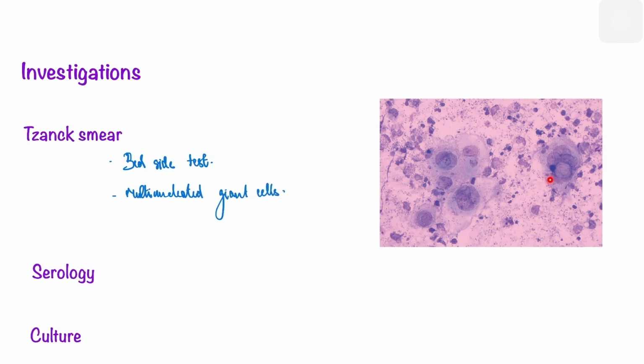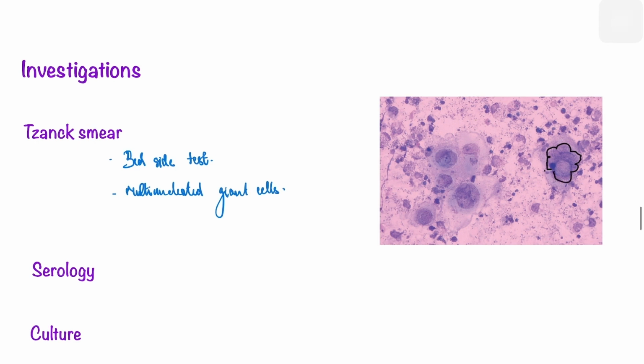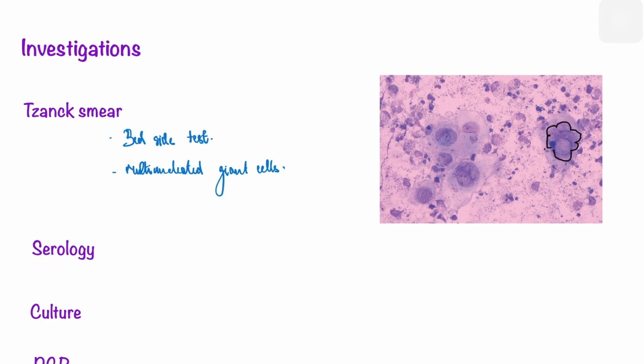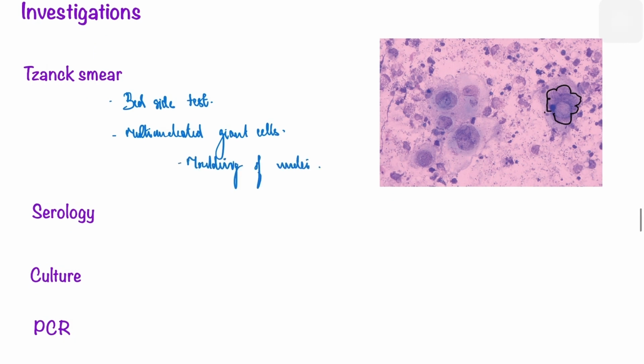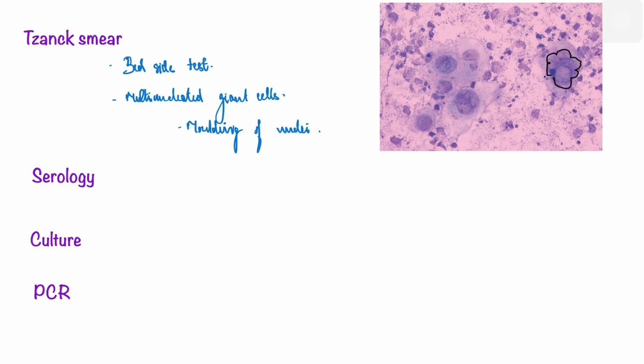You can see the multinucleated giant cells. This is a keratinocyte, and you can see multiple nuclei grouping together. There is molding of the nuclei. This is a bedside test, but it is less sensitive.